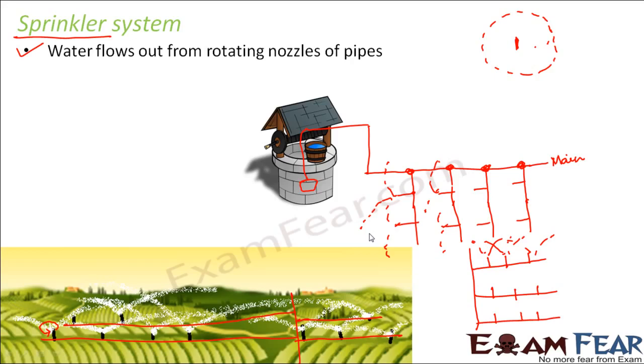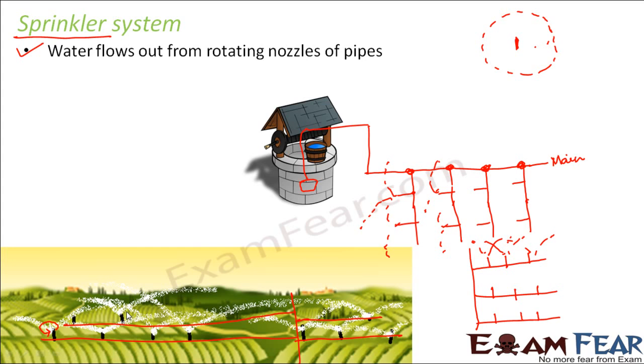The time is also less because it doesn't take much time for the water to travel through the main pipeline. So it will happen within fraction of seconds. So the entire field will get water at the same time. Also, there will be efficient distribution of water because whatever water is flowing out of these nozzles, same amount of water will flow out of all the rotating nozzles. That means every part of the field will receive uniform amount of water.